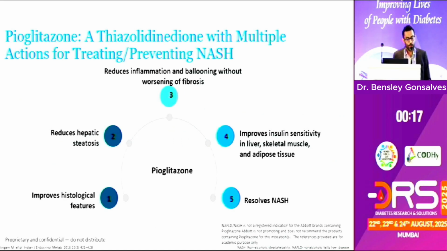Specifically in NASH, though it is not the drug which is approved in NASH, if we look at various studies, it improves the histological features of MASLD, reduces the steatosis, reduces the inflammation and ballooning without worsening the fibrosis. In the peripheries, it improves the insulin sensitivity in the skeletal muscles and the adipose tissue, and it resolves NASH. There are various studies, though it is not recommended but can be tried, because in India, saroglitazar is the drug which is only approved for MASLD, but on similar lines, pioglitazone can also be tried.